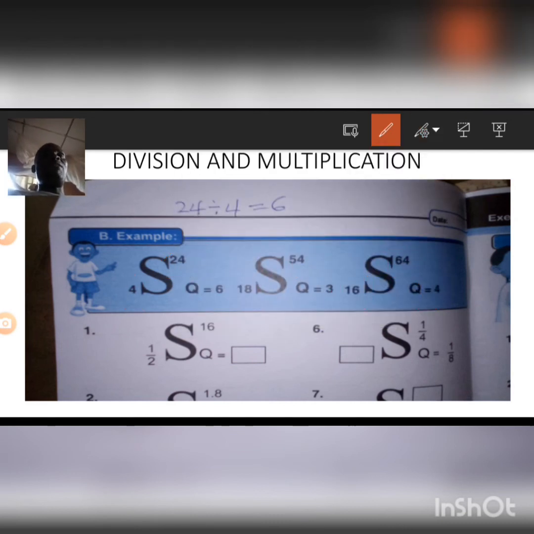But how do we get back 4 or 24? For example, to get 24, when I'm given 4 and 6, I simply multiply 4 by 6. And when I do that, I get a 24. In the same way, if I want to get 54, I simply multiply 18 by 3. Alright? So 18 times 3 gives us 54. And also, if I multiply 16 by 4, I'll get 64.